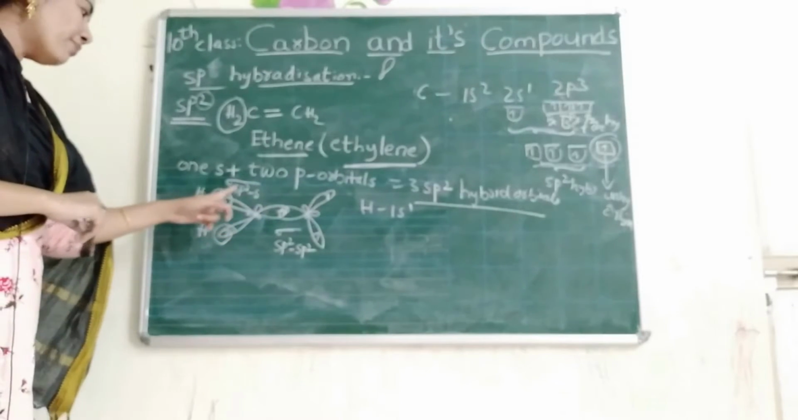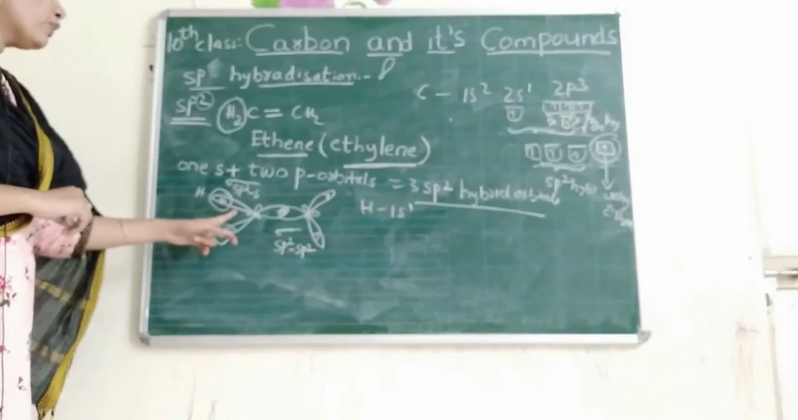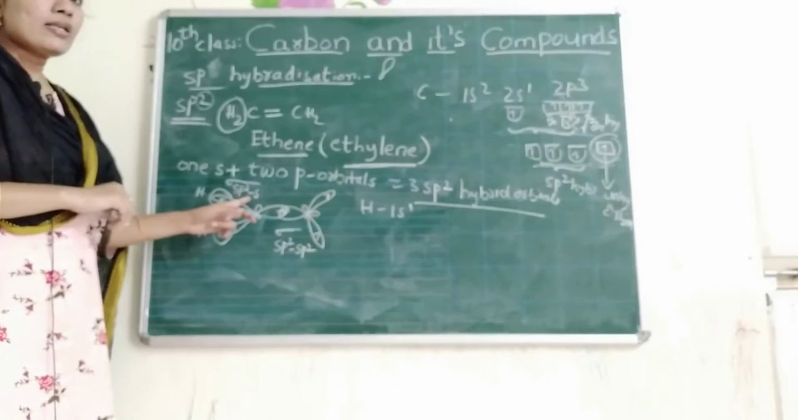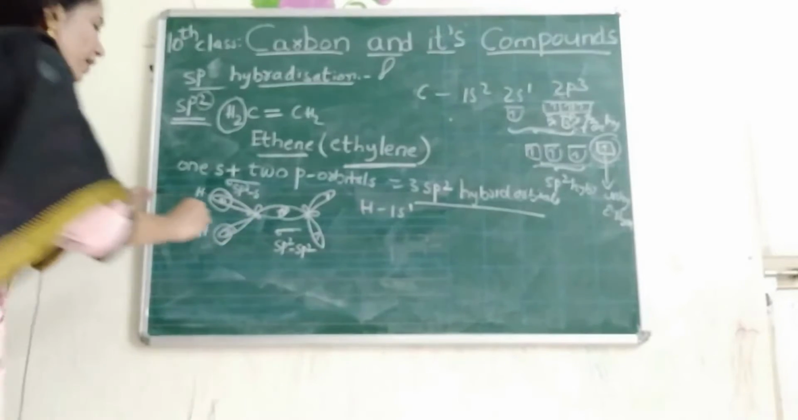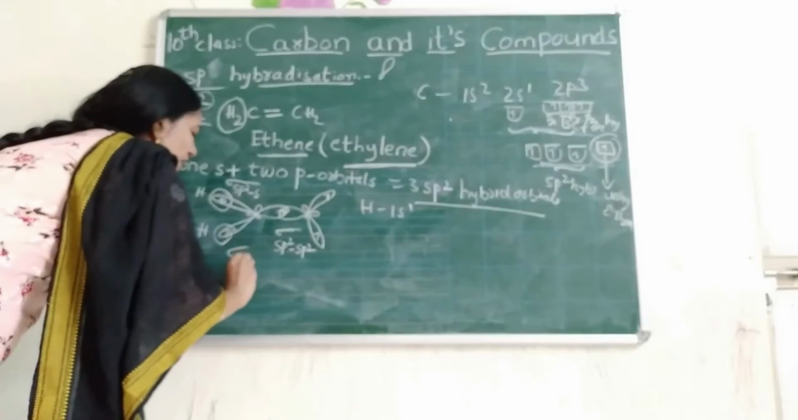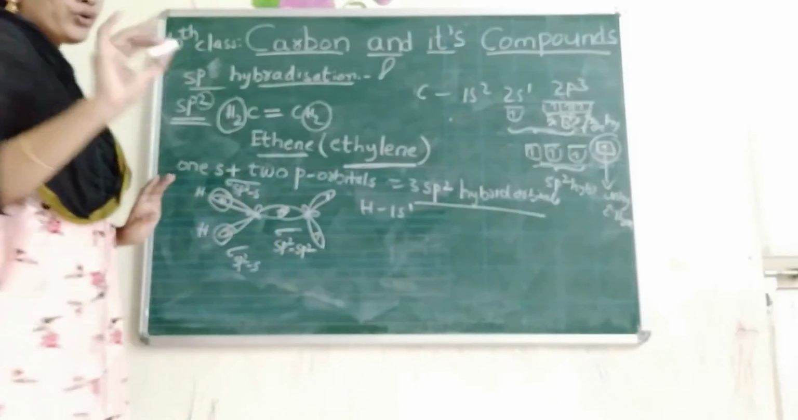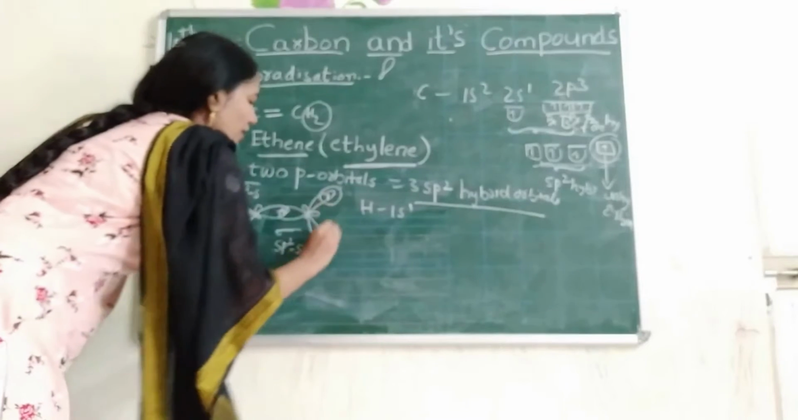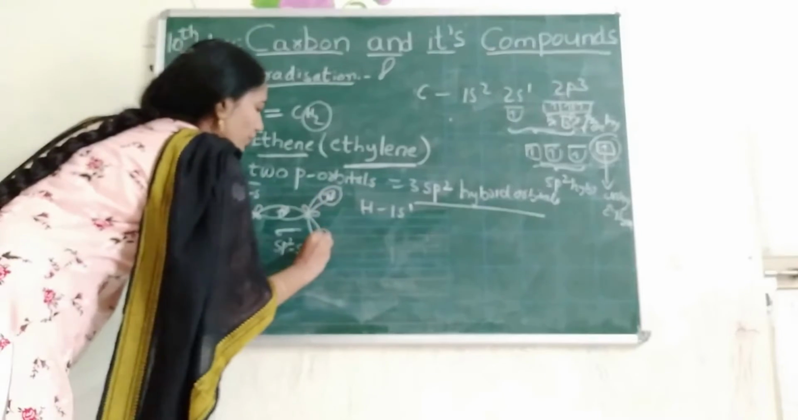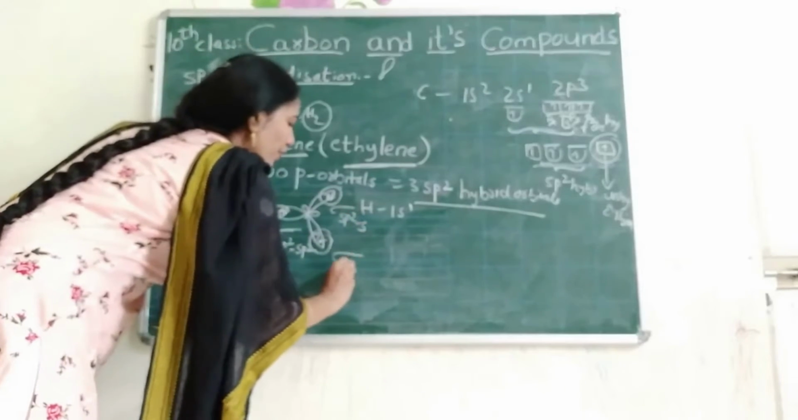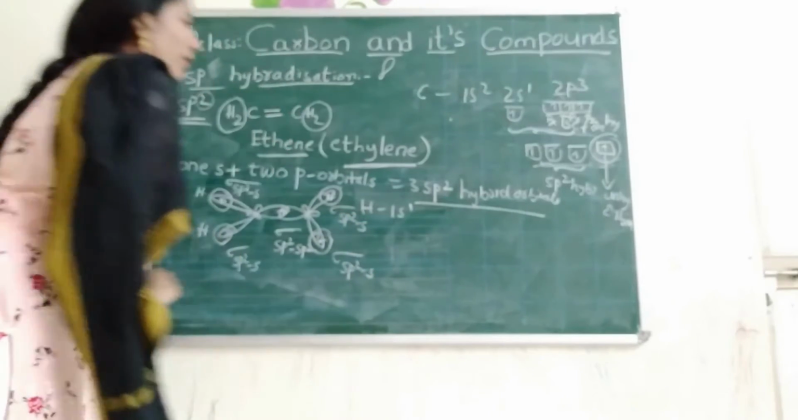Here the sigma bond is formed between the sp2 hybrid orbital of carbon and the s orbital of hydrogen. So this is called a sigma sp2 s bond. Here also this is a sigma sp2 s bond. Coming to this carbon, it also has two hydrogens, one hydrogen here, one hydrogen here. So this is also a sigma sp2 s bond. This is also a sigma sp2 s bond. Okay.